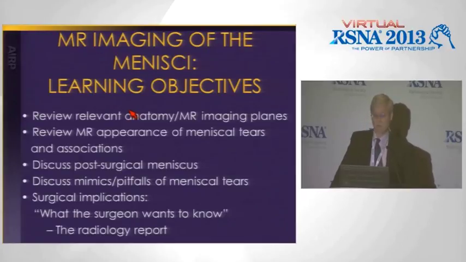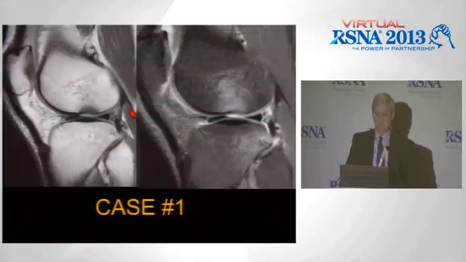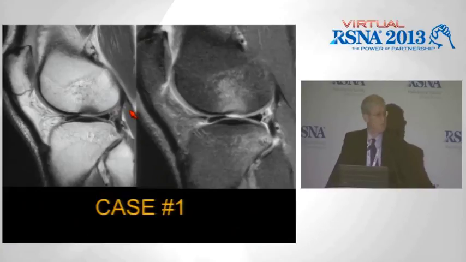These are the things we will try to cover, and I always do internal derangement lectures with the last thing: what does the surgeon want to know? Because that's really what we want to get across to our clinical colleagues. So the first case is a 25-year-old man with a twisting injury and knee pain. And I'm showing you these images.